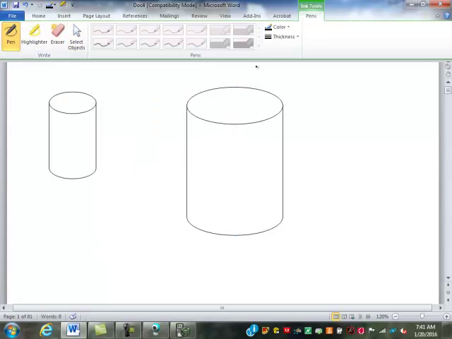Okay. So now, this one, let's say this is an enlargement. The bigger cylinder is an enlargement of the smaller one. So this is 12 inches tall and 9 inches in diameter. This is 20 inches tall. What would its diameter be?